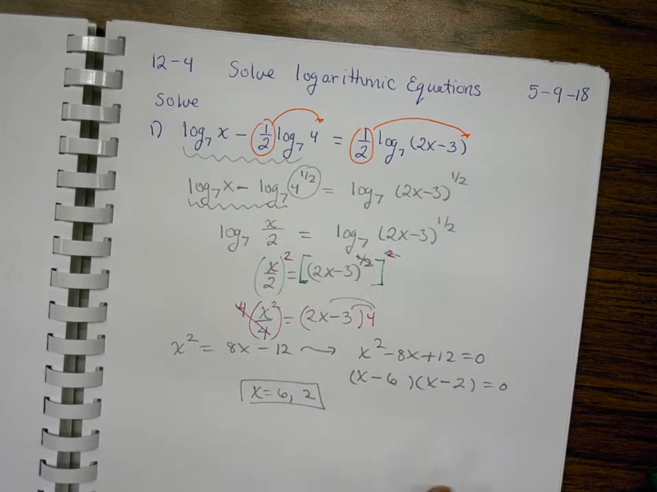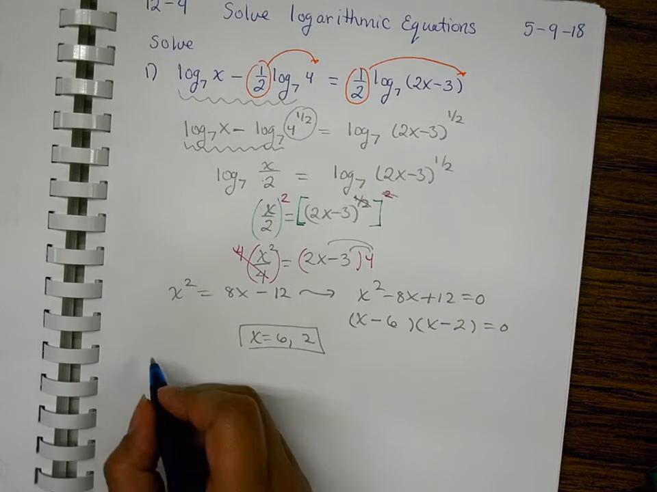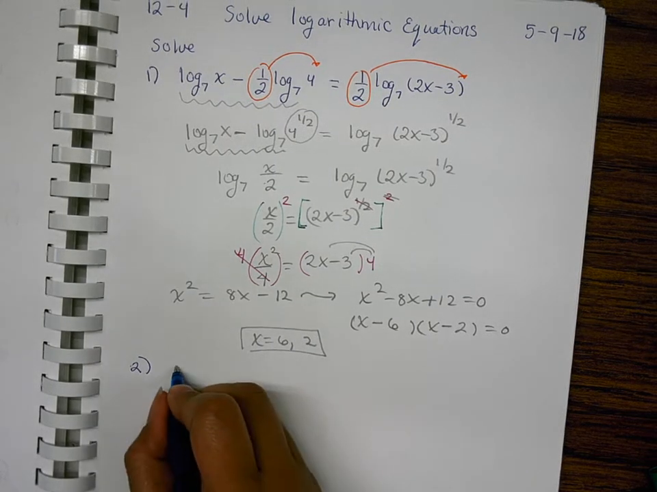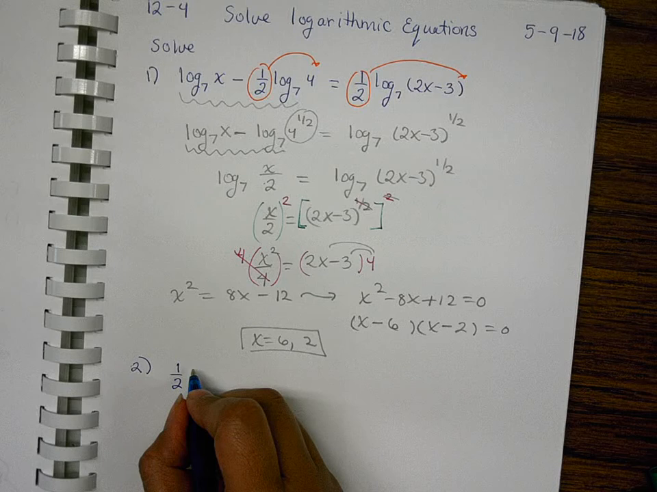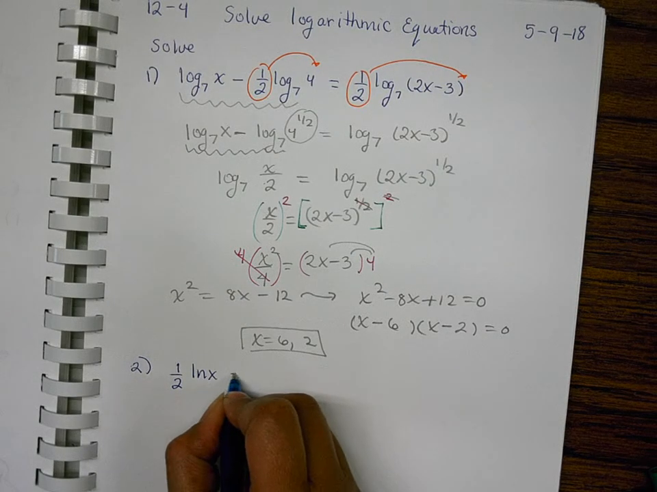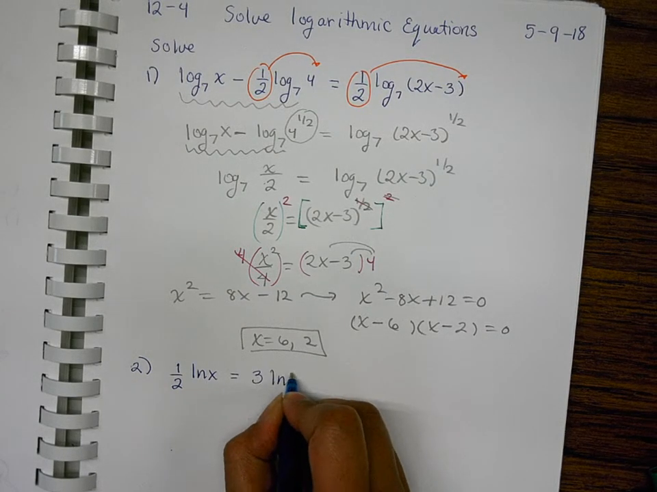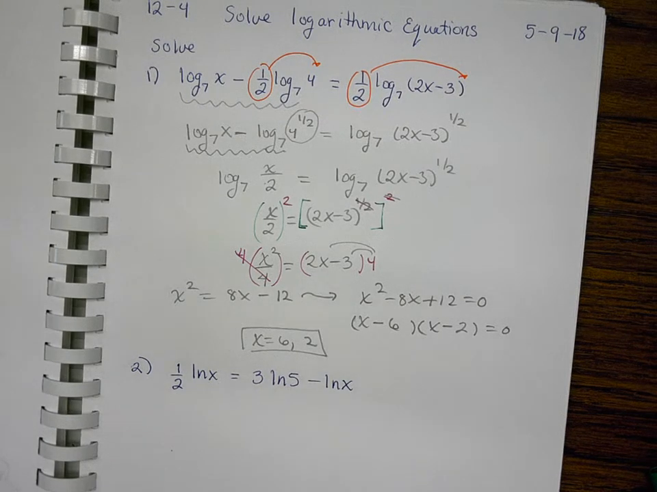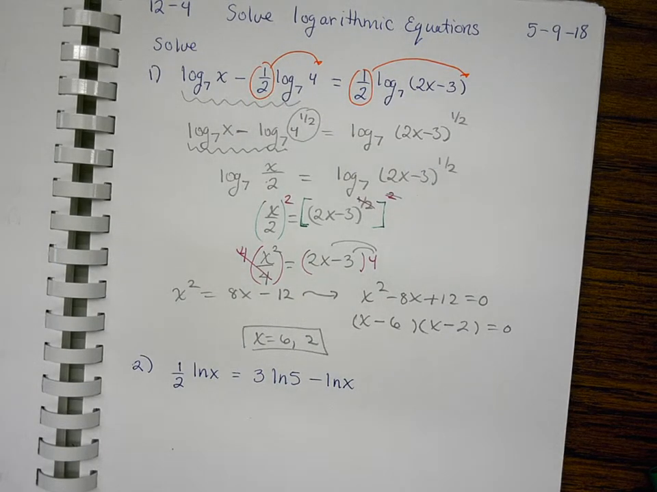All right. Yeah, I know that one was a complicated one, or a longer problem. Number 2. 1/2 ln x equals 3 ln 5 minus ln x.